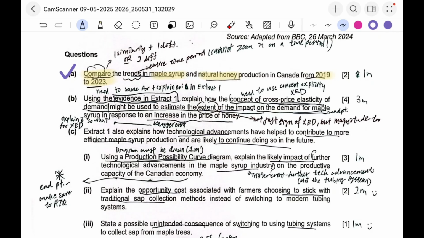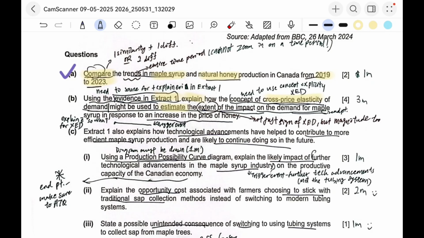Yeah. Okay, so second question, part B. Using the evidence in extract 1. So very nice, they tell you which extract. Explain how. Okay, so again we highlight the action word explain. Explain how the concept of XED, of demand, might be used to estimate the extent of the impact on the demand for maple syrup in response to an increase in the price of honey.